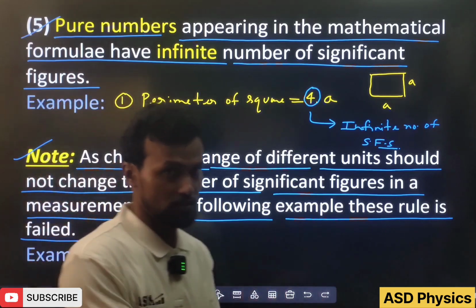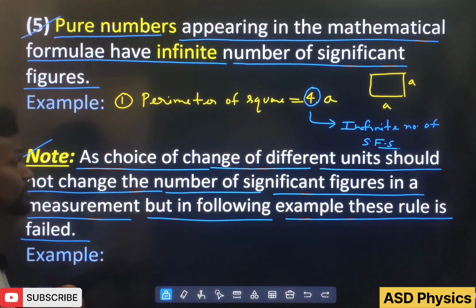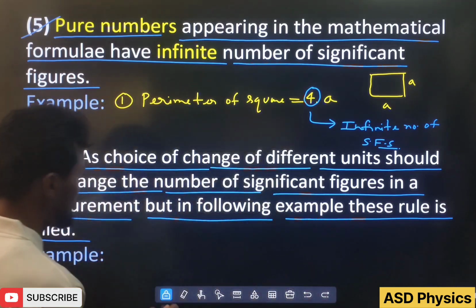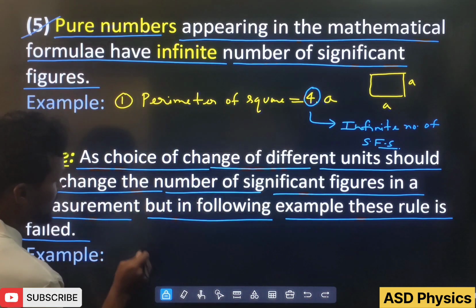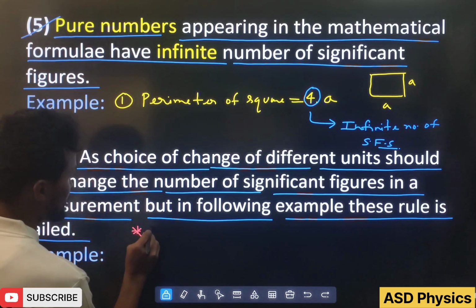Actually it should not change; this rule should not fail. But I will just tell the example, where you will see this rule fail, and we will also learn how to overcome this.